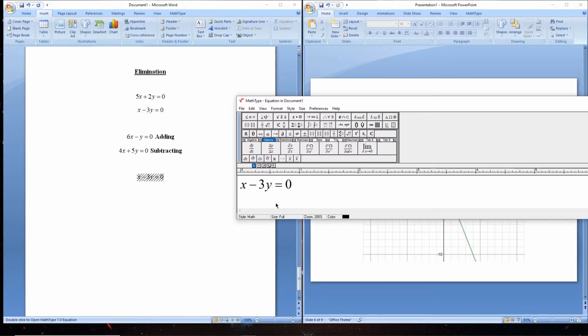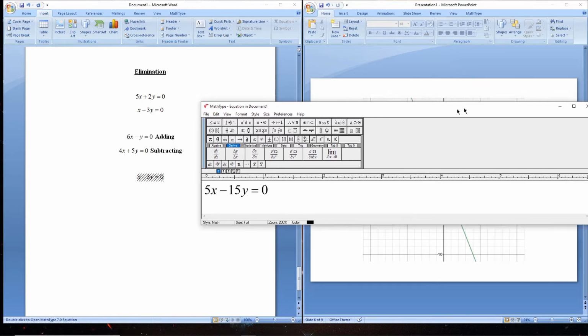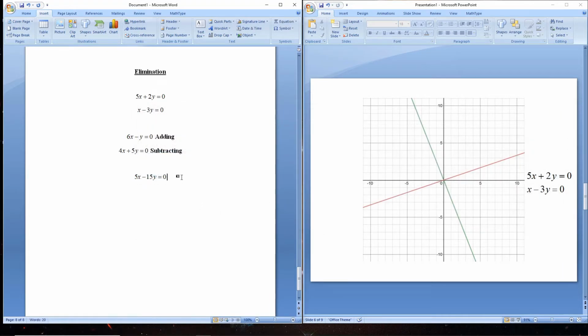And again, that should be something that you're comfortable with doing. If you do the same thing to both sides, the equation still remains valid. So we'll multiply both sides by 5. So 1x times 5 is 5x. And then minus 3 times 5 would be minus 15. And 0 times 5 is 0. So all we did to the second equation was multiply it by 5.